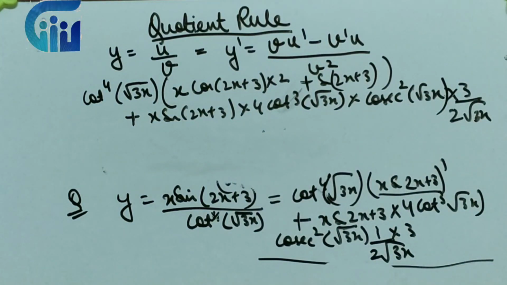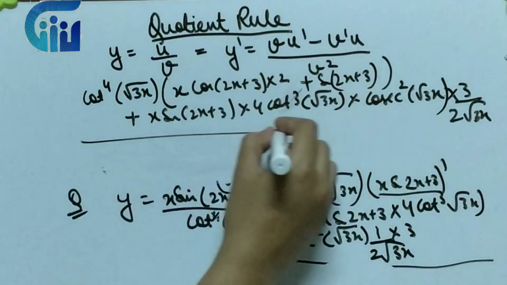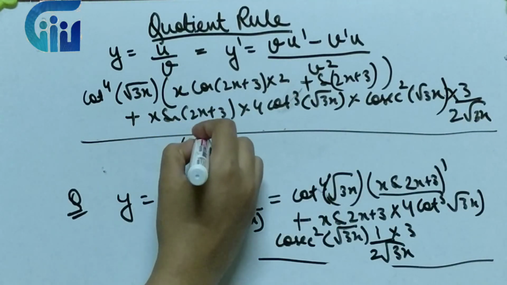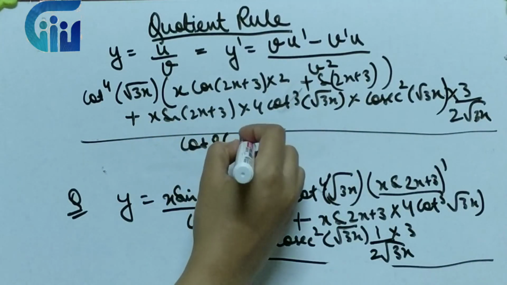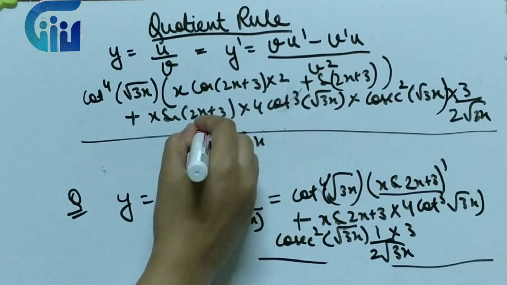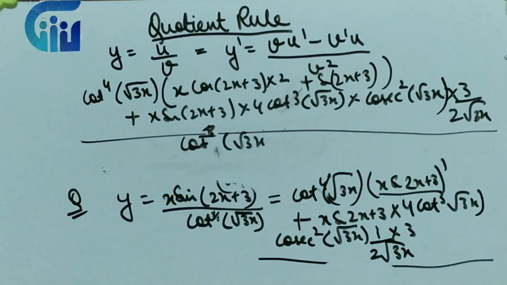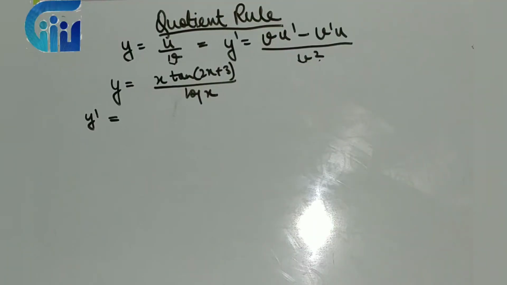So then this will be divided by cot 8 root 3x, the whole power is 8. So we'll write the answer like this. You can keep it like this since it appears to be a complex function. Why did I take this question? The reason being to show you that in a particular question we can apply quotient rule, chain rule and product rule, right?